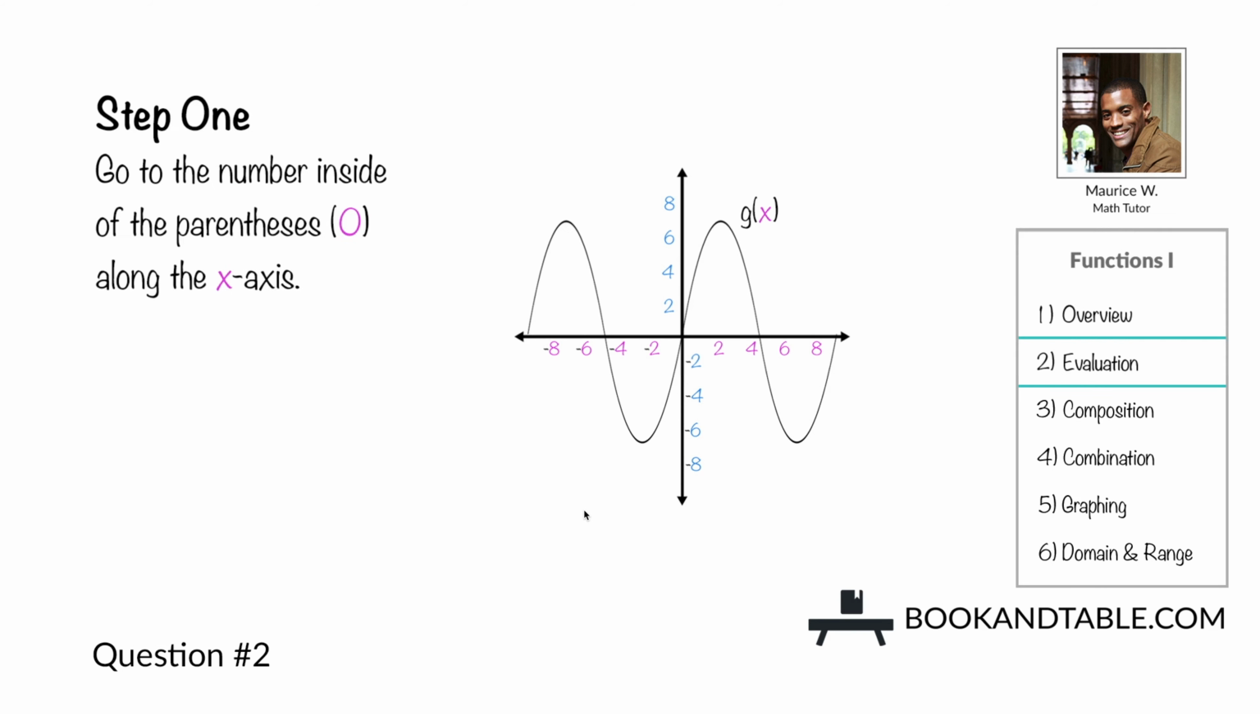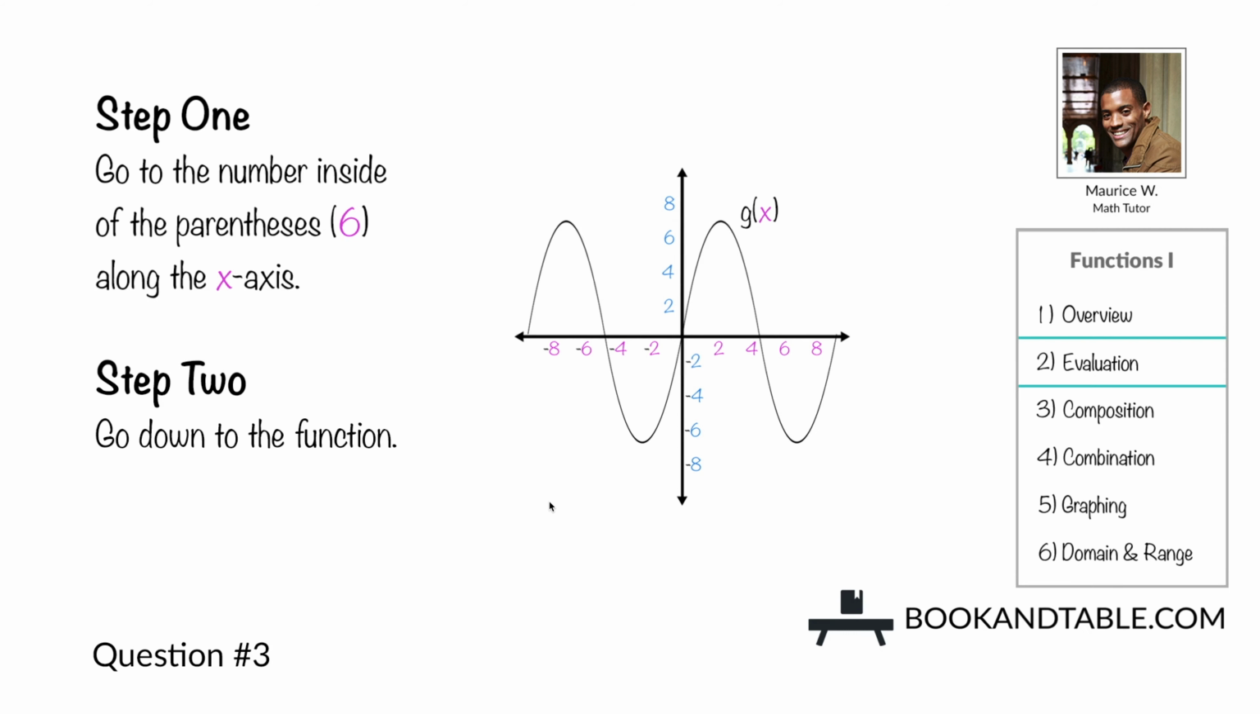Question number 2, we're asked to find the value of g of 0. So step 1, go to the number inside of the parentheses, 0 along the x-axis. We actually don't have to go anywhere. It's the origin, where x is 0. And here we see the function also has a value of 0, so you don't have to go up or down. This is the value we're looking for. And y has a value of 0 here. So we see g of 0 is equal to 0. So that is the answer to question number 2.